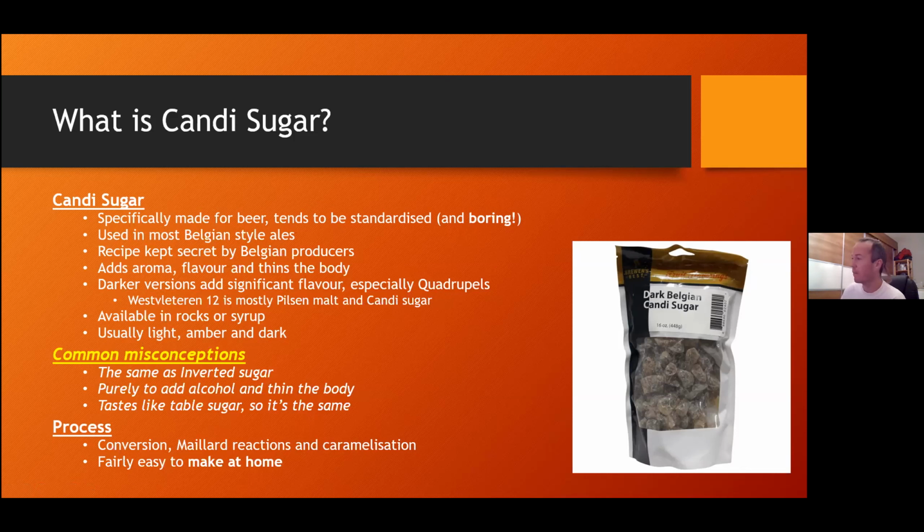You only really have the Maillard reactions and caramelization if it's dark. If it's light, it's just not in there. Some people think it's the same thing as table sugar. It's not. And this is what we're going to talk about.